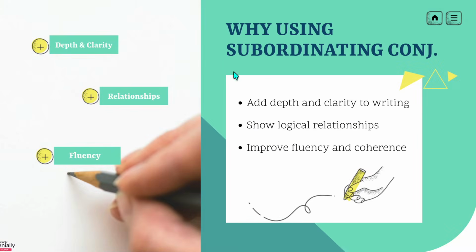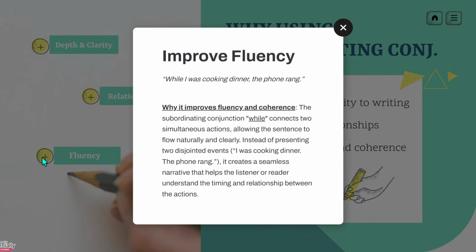Also, subordinating conjunctions improve fluency and coherence, like we just said. In my example, while I was cooking dinner, the phone rang. The subordinating conjunction while connects two simultaneous actions, allowing the sentence to flow naturally and clearly. Instead of presenting two disjointed events, I was cooking dinner, the phone rang, it creates a seamless narrative that helps the listener or reader understand the timing and relationship between the actions.